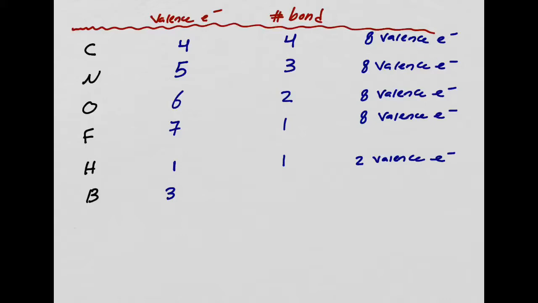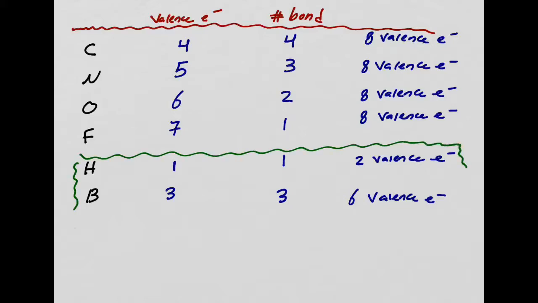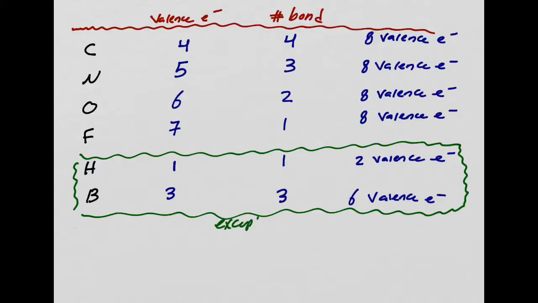This is another exception. For some reason, boron is happy with 3 bonds and is stable with 6 valence electrons. I mean, we do know why, but we're not going to get into it in this class. So, hydrogen and boron, these two are exceptions. Everyone wants to have 8 valence electrons. These 2 guys are not very greedy. Hydrogen is happy with a total of 2 valence electrons and boron is happy with 6 valence electrons. So these are exceptions to the octet.